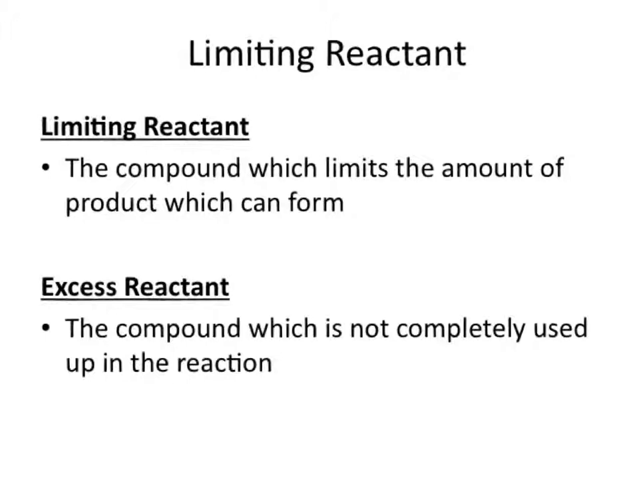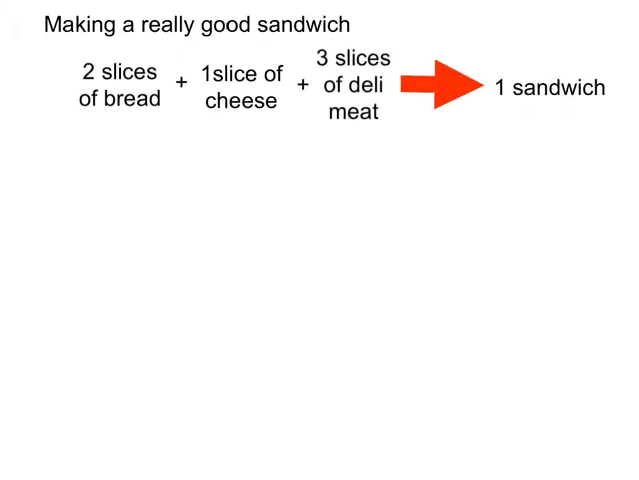So the limiting reactant is the compound that limits the amount of product that is formed. And the excess reactant is basically whatever is left over from the reaction, which you're going to still have in your container. And it's still going to be present. So before I give you an example dealing with chemical equations and how to determine limiting and excess reactants, let's go ahead and start off with an analogy.